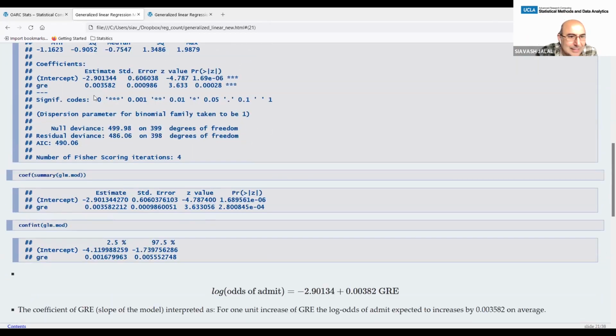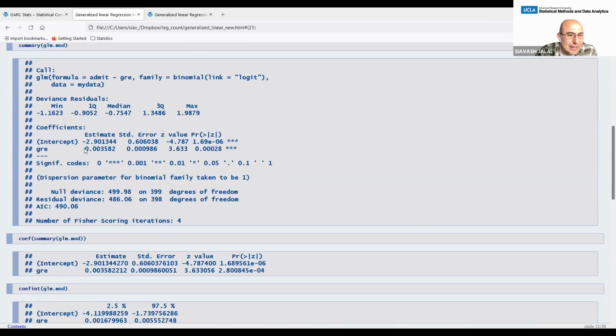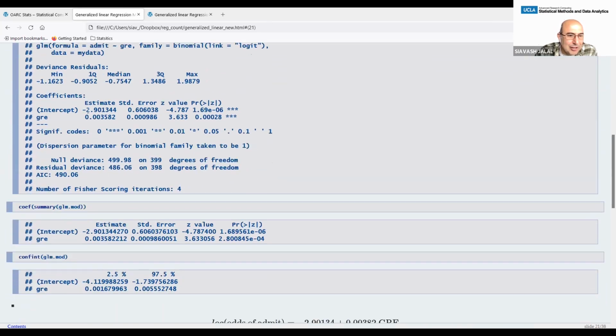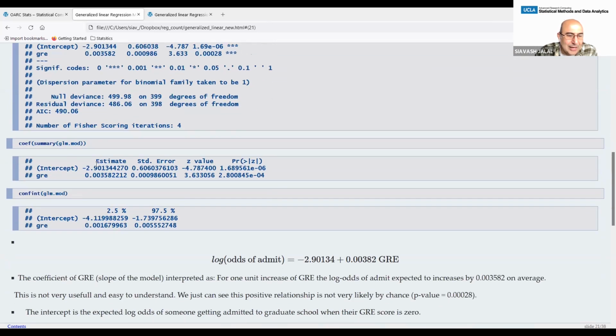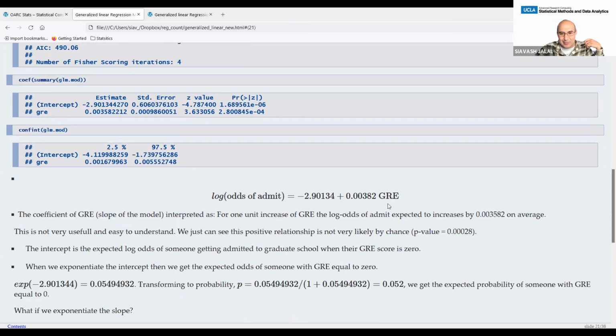Now let's see. We estimate these, and what do they mean? In a linear model, we say for a 1 unit increase in the predictor, the outcome is expected to increase by this much, right? Here, we can say the same thing. We can say for a 1 unit increase of the predictor, look at this one, right?